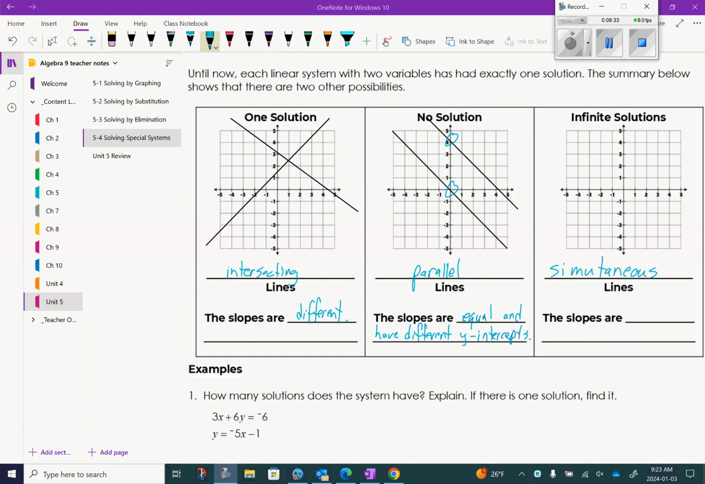Simultaneous. Whoops, simultaneous, sorry.